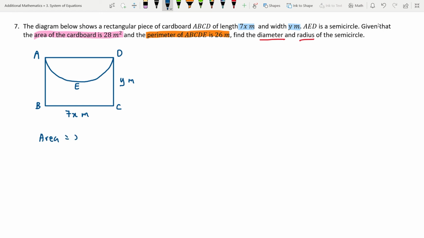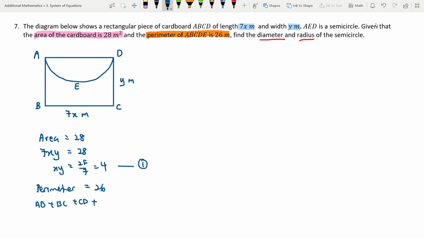Area is equal to 28 meters square. Area will be 7x multiplied with y is equal to 28. We divide both sides by 7. xy is equal to 28 over 7, that is 4. We let it be equation number 1. We also know that perimeter is equal to 26. Perimeter ABCDE is made up from AB, BC, CD, and also the arc DEA.